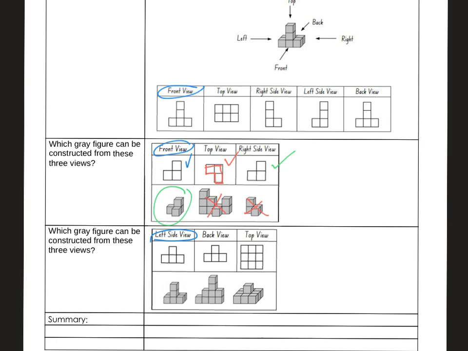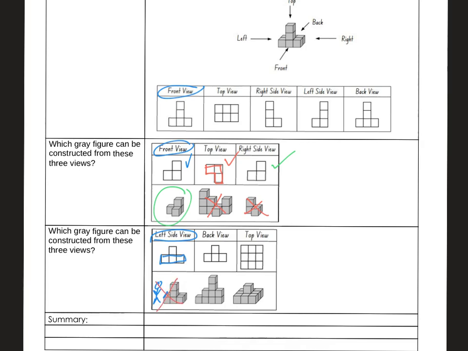So if you were to stand over here, what you would see. Okay, so we want to see 3 on the bottom row. That's the first thing I'm going to look for. Well, this guy only has 2. So this already, I can already cancel this 3D object out.